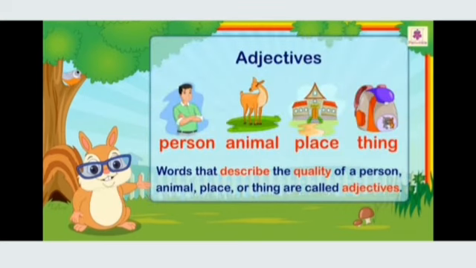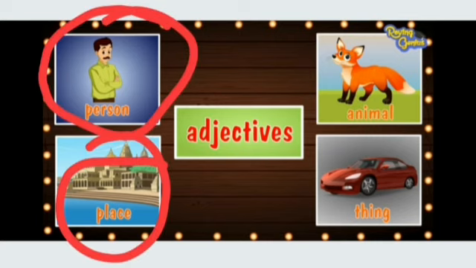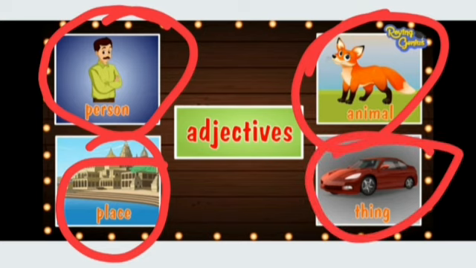So first, let me tell you the definition of adjective, okay? What is an adjective? An adjective is a word that describes the quality of a person, animal, place or thing. So adjectives are basically those words which can describe a noun or a pronoun. Here you can see, an adjective describes a person, a place, an animal or a thing, okay? It may be a bird, it may be a vegetable, it may be something else. So basically an adjective describes a noun or a pronoun.